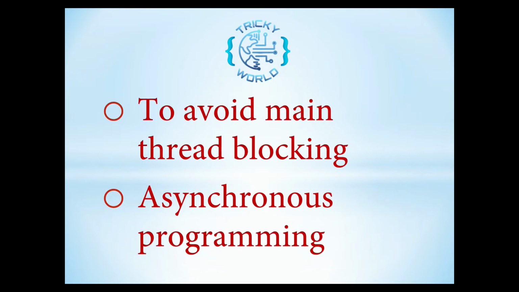If we have long running tasks and we are executing them on the main thread, then the main thread will get blocked and the application will become unresponsive. So coroutines help us to manage these long running tasks without blocking the main thread.